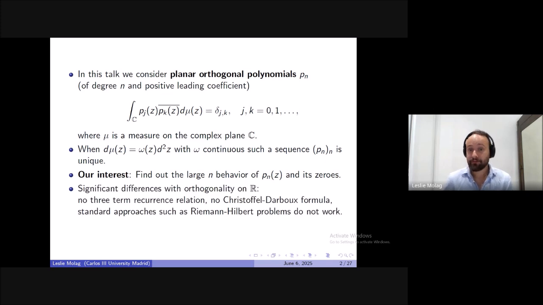For the people that know a bit more about orthogonal polynomials, I should mention there are a few differences with orthogonality on the real line. For example, in general, for planar orthogonal polynomials, there is no three-term recurrence relation. There is no Christoffel-Darboux formula, and some of the standard strategies to get the large n behavior of the polynomials that work for orthogonality on the real line do not work for planar orthogonality. For example, there is no Riemann-Hilbert characterization, at least not initially.